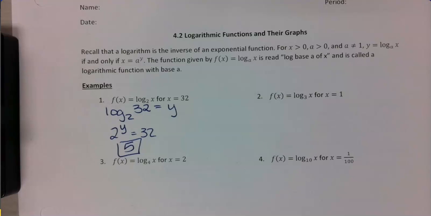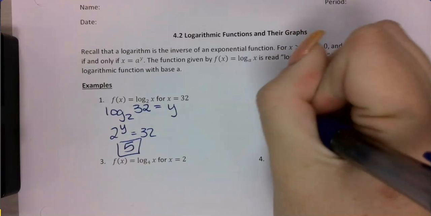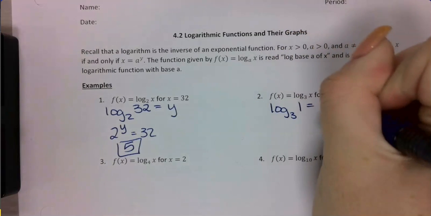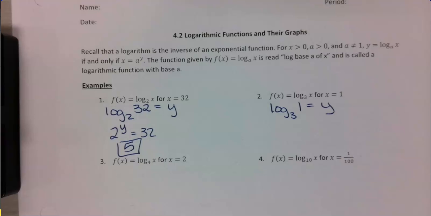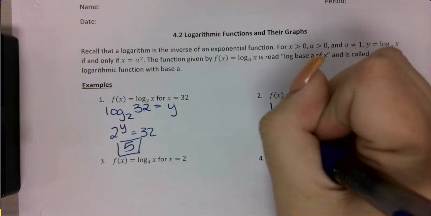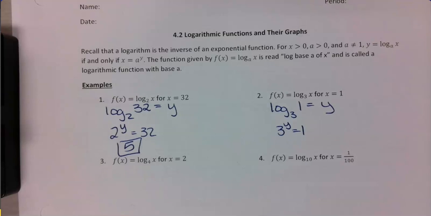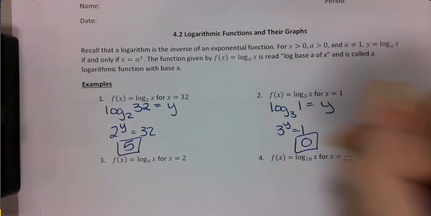Okay. Same thing for number 2. I am going to replace that x with 1 and that f of x with y. And then I can rewrite this as 3 to the y power equals 1. So what power of 3 turns it into 1? 0.